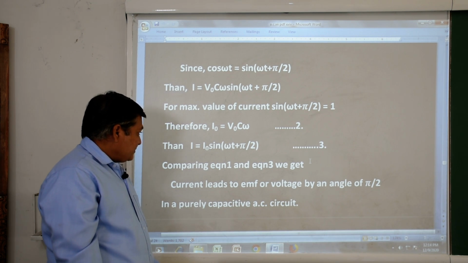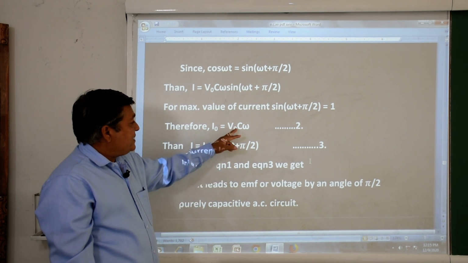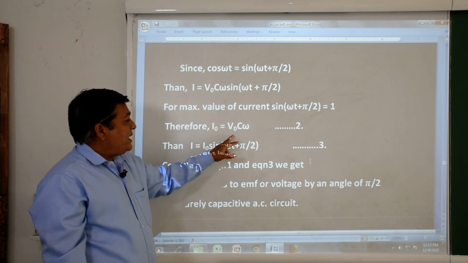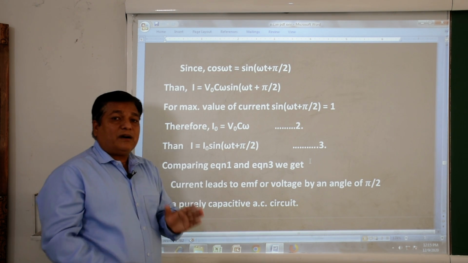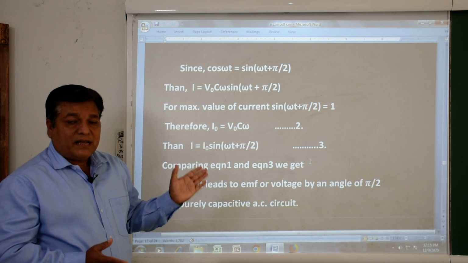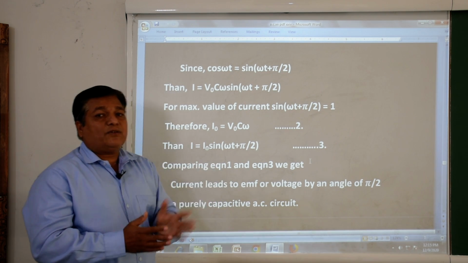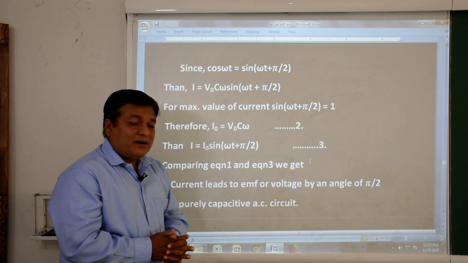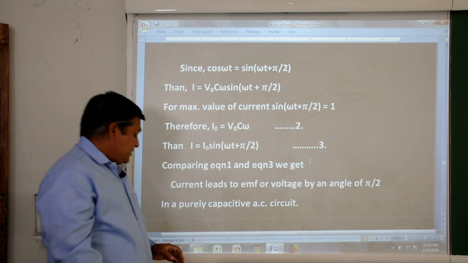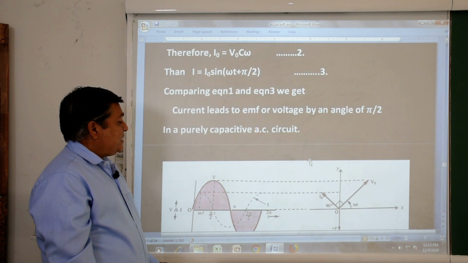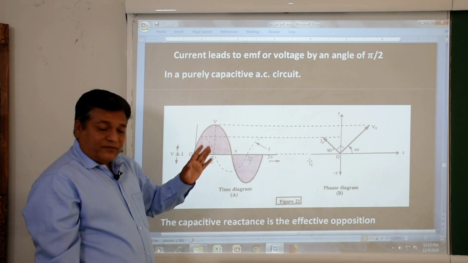If we want to find the opposition, we can write V naught upon I naught is equal to 1 upon C omega. So 1 upon C omega is the opposition offered in this particular circuit, and it is called X of C, the capacitive reactance. We call it capacitive reactance when a capacitor is attached to an alternating current. This is the wave diagram and this is the phasor diagram of it.